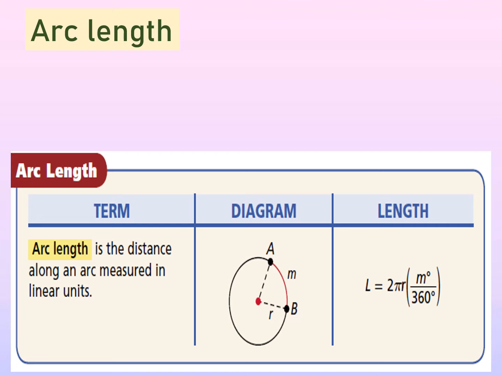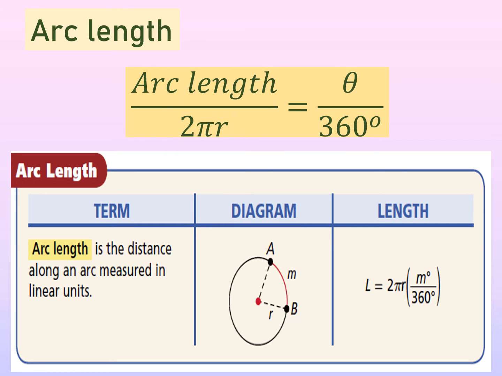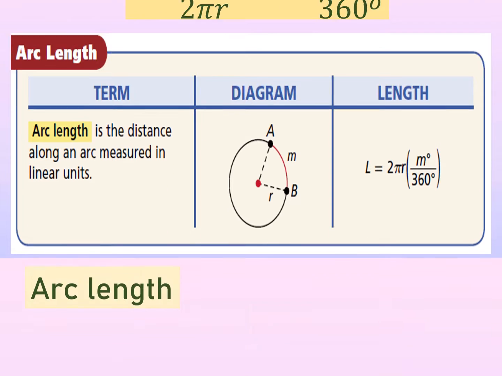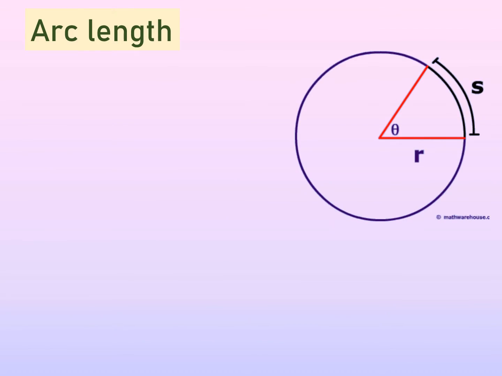Arc length is the distance along an arc measured in linear units. There is a special relationship between the two ratios: arc length over 2 pi r equals theta over 360 degrees. But today we are going to use another formula to solve for arc length. There's another formula that can be used to solve for the arc length.